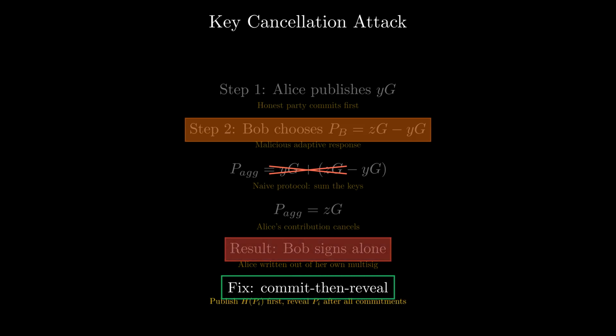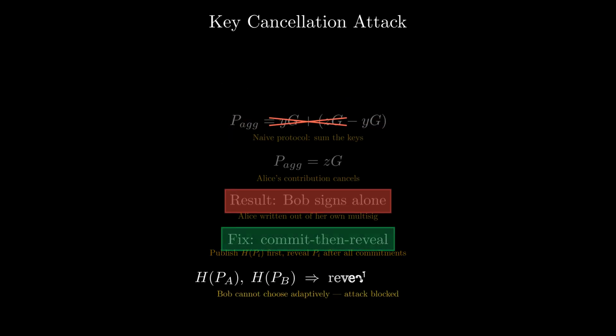The fix is a commit then reveal step. Every party first publishes a hash of their key, and only after seeing everyone else's commitment does anyone reveal the actual key. Bob can no longer choose his key in response to Alice's, so the cancellation attack is blocked.